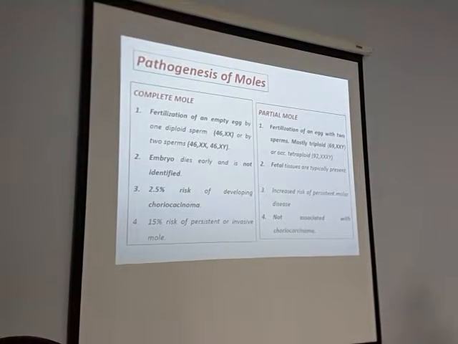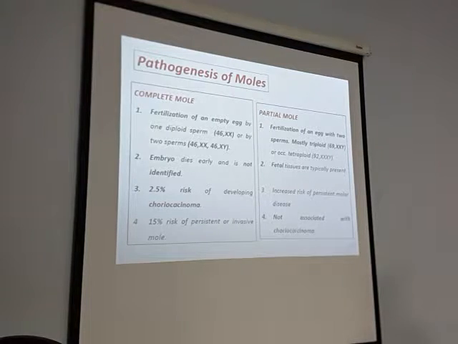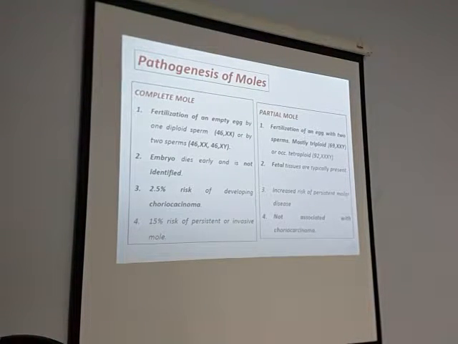Fertilization of an egg, not an empty egg. Yes, the egg is normal, but it is fertilized by 2 sperms. Normally 1 sperm fertilizes. Here 2 sperms come, they are in a hurry, so both fertilize it. So it is an abnormal thing, isn't it? So, a chromosomal abnormality.